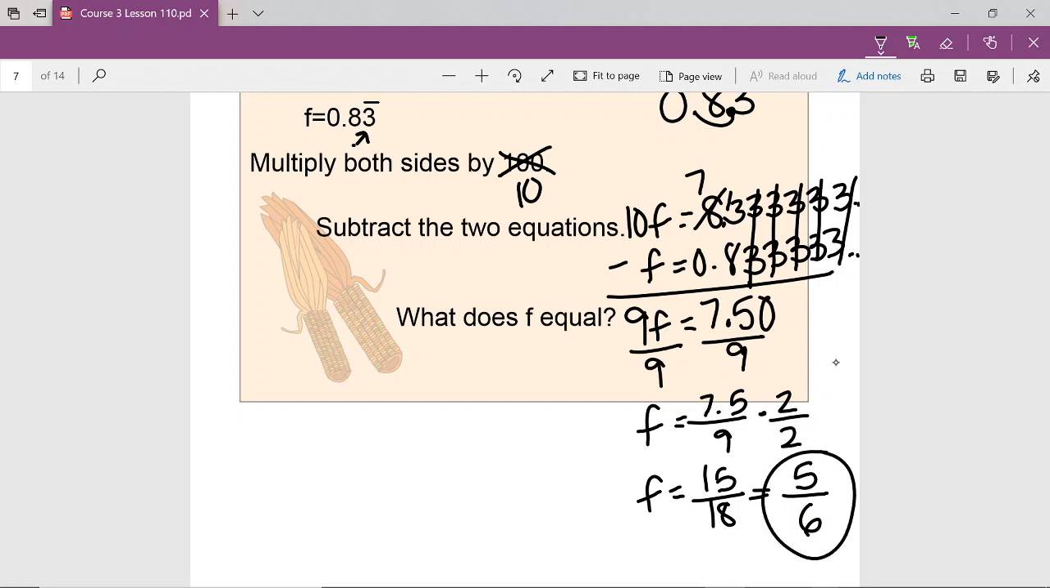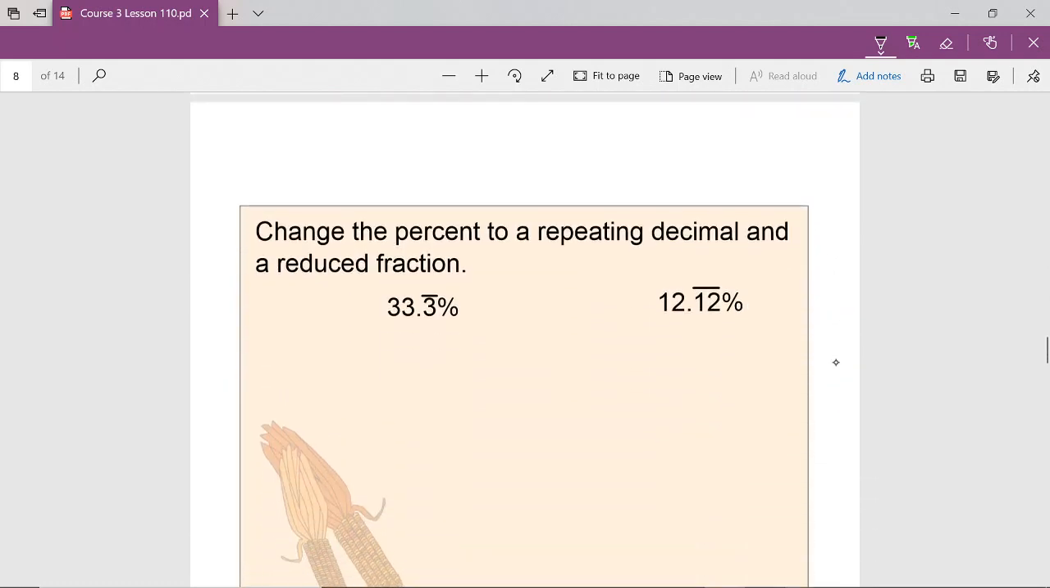Hopefully you thought of this before we actually found it, but yes, 0.83 repeating is 5/6, proven by our method up here. All right, we're just going to do a few more here and in context. So change the percent to a repeating decimal and then to a reduced fraction.